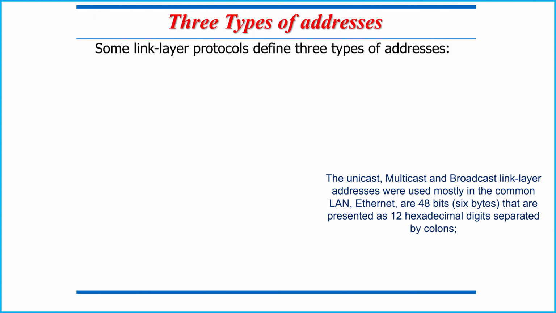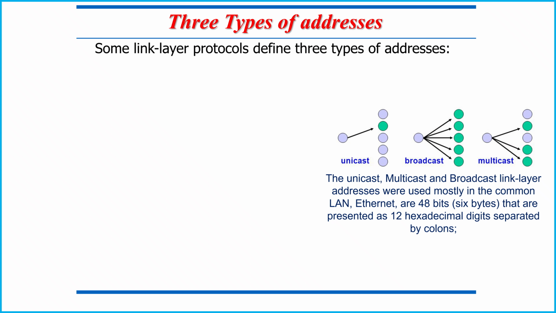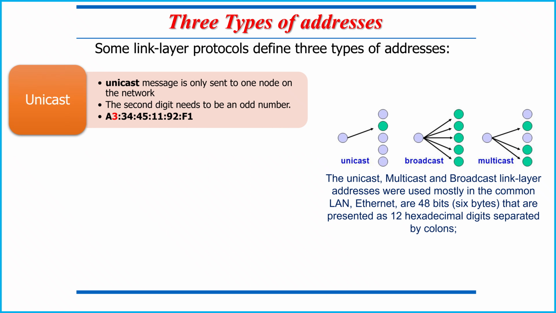We'll see about three types of addresses. The unicast, multicast and broadcast link layer addresses are used mostly in the common LAN Ethernet, which are 48 bits, that is, a total of 6 bytes, presented as 12 hexadecimal digits separated by colons. A unicast message is only sent to one node on the particular network. To differentiate it from multicast, the unicast should have a second digit as an even number.